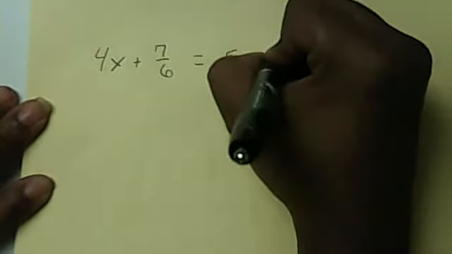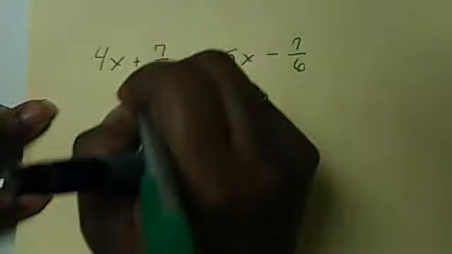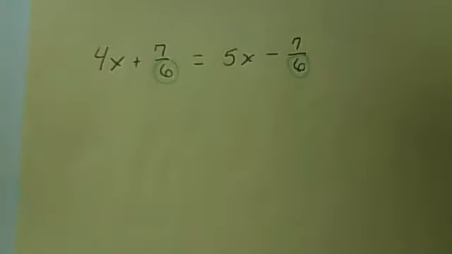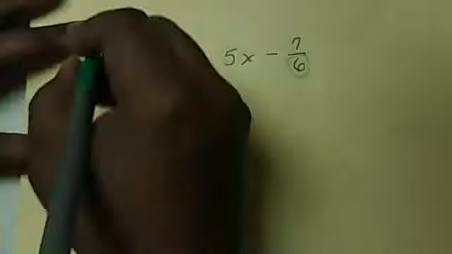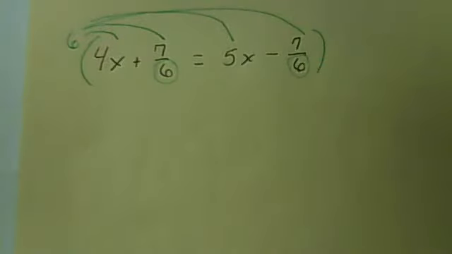Okay, so let's do this one. This one is 4x plus 7 over 6 is equal to 5x minus 7 over 6. Again, the denominators are here and here. So since those are the only denominators, the LCM for this one is 6. So we're going to multiply everything by 6. That means everything, including that stuff over there. Everything has to be multiplied by 6.